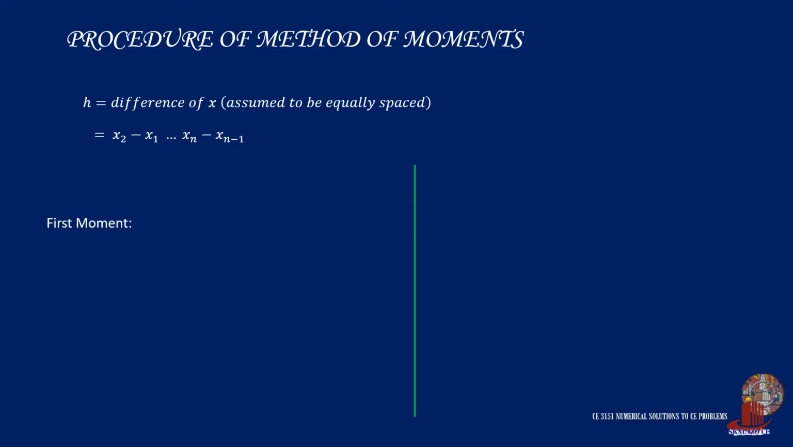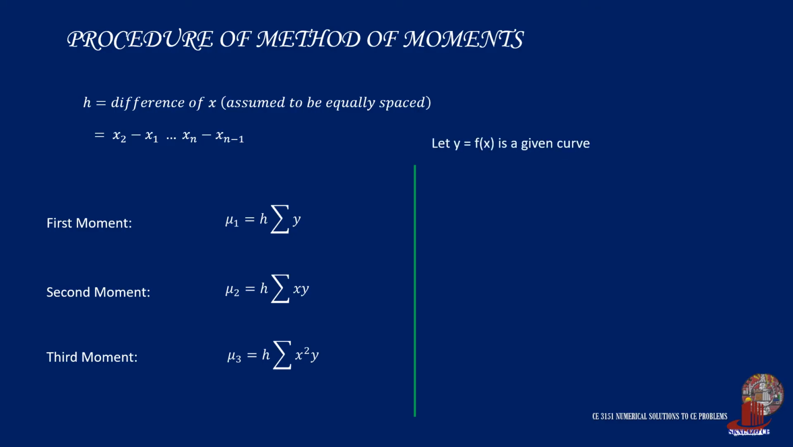The first moment, or mu1, is h multiplied by the summation of y's. The second moment, mu2, is h times the summation of x times y. And the third moment, mu3, is h multiplied by the summation of x squared times y. Mu is the population mean. Moments taken as mu are sample moments, and they are to be equated with the theoretical moments expressed as sigma.